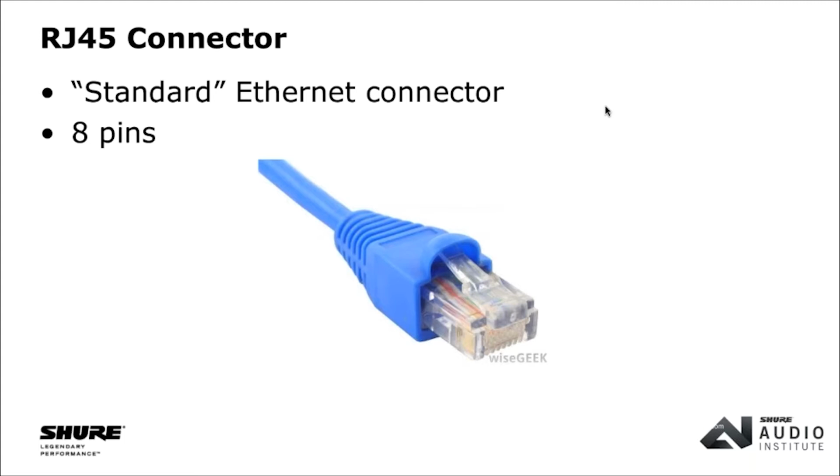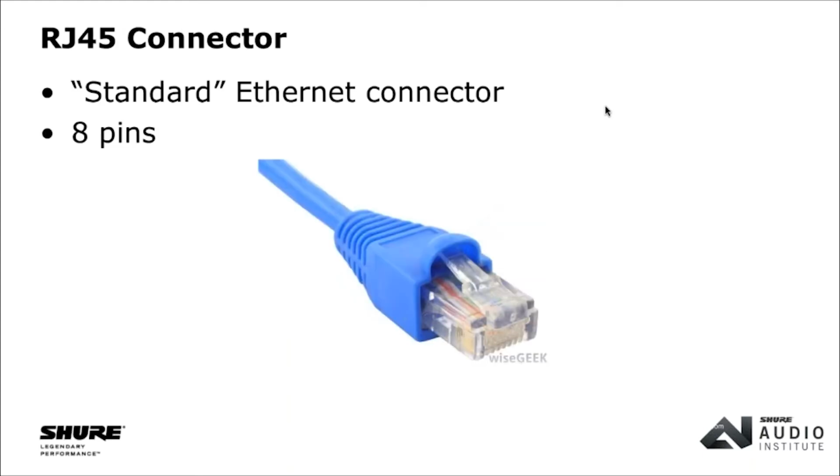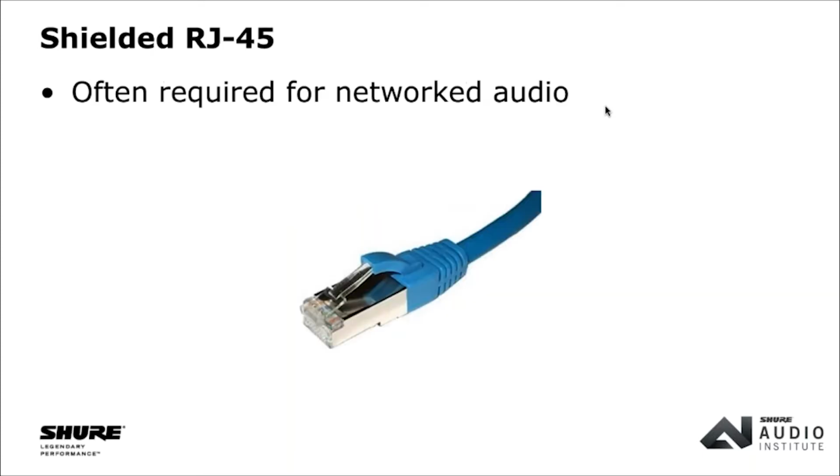There's no problem there. When you look at the connectors, again, it's an RJ45, the standard connector used in most Ethernet networks. It's an 8-pin connector. And then there's also a shielded variation here, which is kind of obvious because the outer casing, instead of being plastic like in our first example, is metal. That's a pretty good indication that it is a shielded cable. This is often required for networked audio and some other specialized applications.